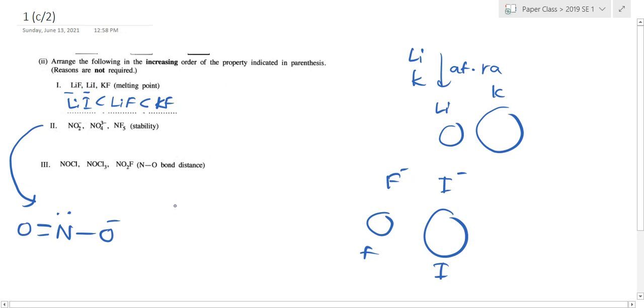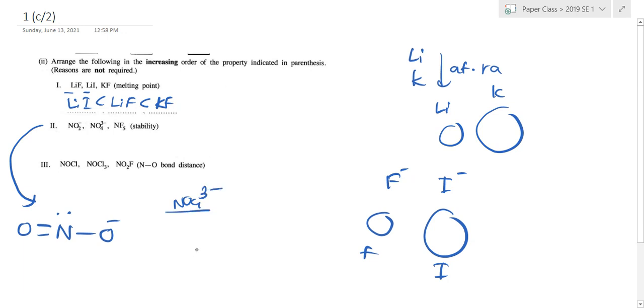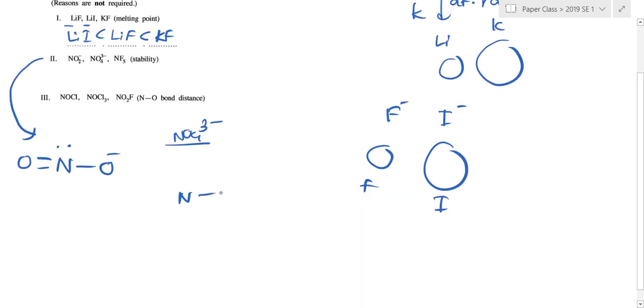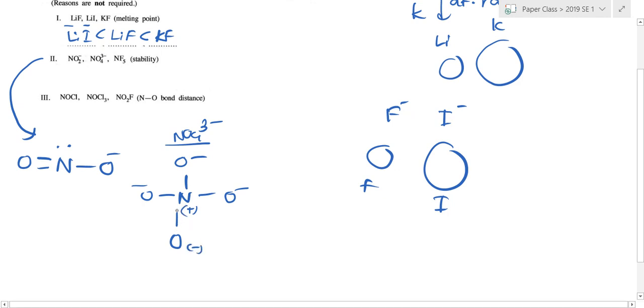Now NO4 3 minus. There are 3 minuses, so there are O minuses, and the remaining oxygen should be in the double bond. If you draw like this, the octet is exceeded: 2, 4, 6, 8, 10. Hence you should erase one bond and put plus and minus to indicate it is a dative bond. 2 electrons have been donated by nitrogen to oxygen. Because the octet was exceeded, we break the bond and put plus minus. A dative bond means nitrogen donates both electrons and oxygen accepts them.